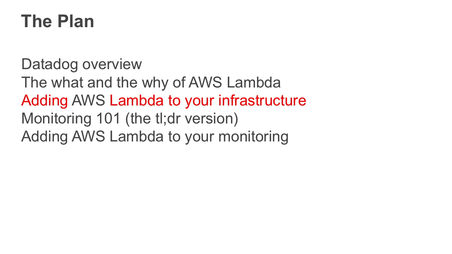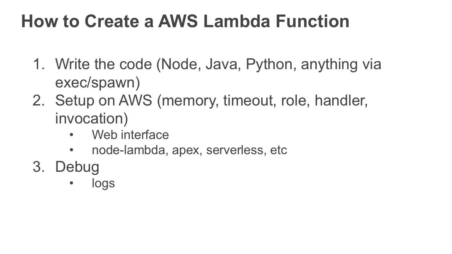Okay, so that's a little bit about why and what Lambda is. Now let's talk about adding Lambda to your infrastructure. What's involved in getting started with Lambda? Well, the basic steps to working with Lambda are, well, 3 steps. Write the code, set up AWS Lambda, and then do a debug. Yeah, how easy is that? That's pretty easy, 3 steps.